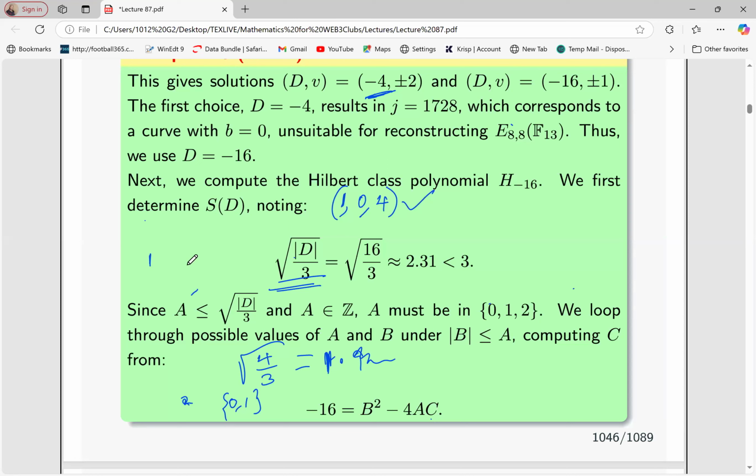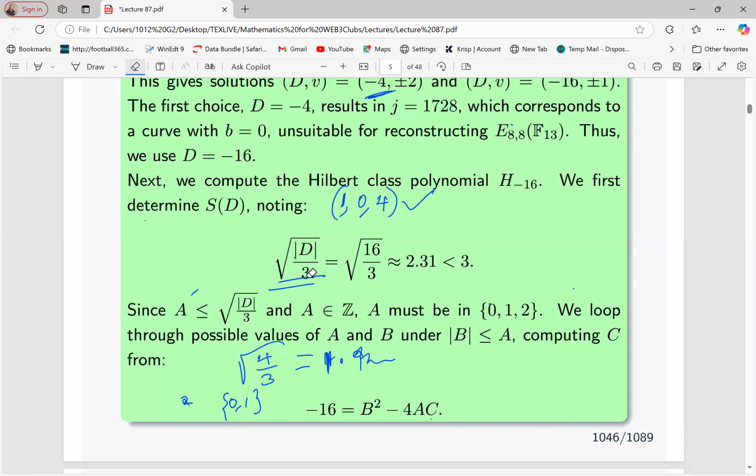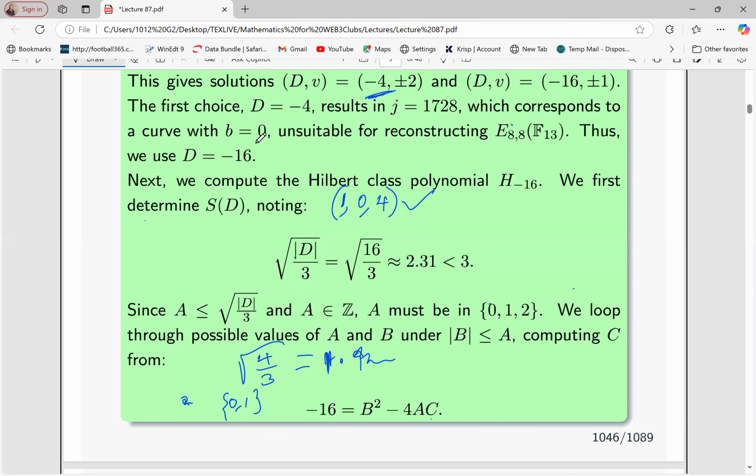We want to see which one would then be A. Let's consider 0. Let's begin by considering 0 because it's the first element we have here. Just as we reasoned earlier, we know that B must be in the range negative A to A. So when A is 0, it means B is 0, so that it's in this range. B must be 0.